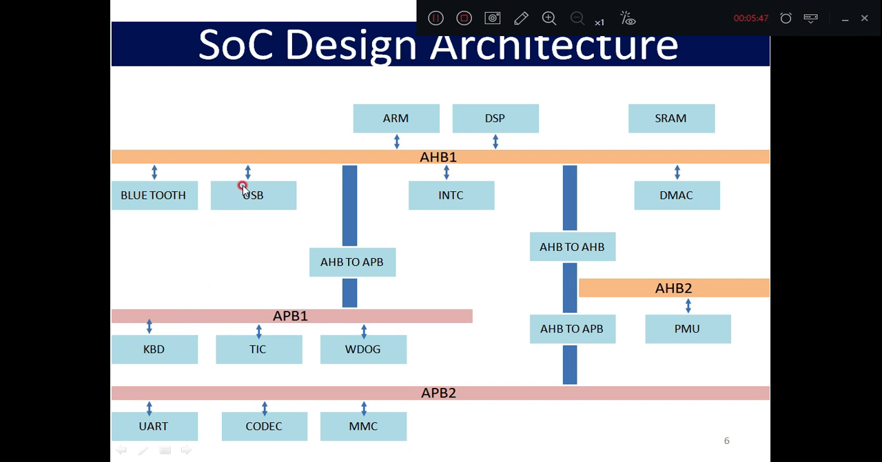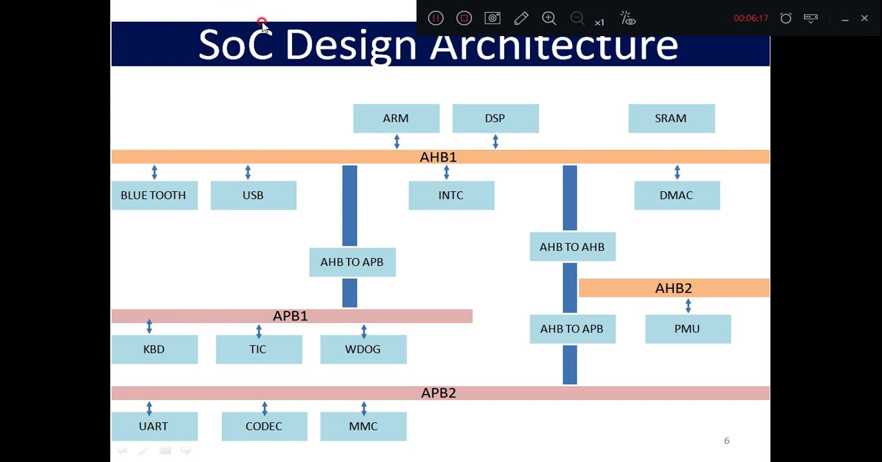Now why can the USB not be connected over here, or the keyboard not be connected over here? What do you think? What is the frequency? What is the keyboard? Through the keyboard we type the characters. Now what is the speed of typing? It may be 1 second per character. But what is the transfer rate of the USB? The transfer rate of the USB may be 100 kilobytes per millisecond.